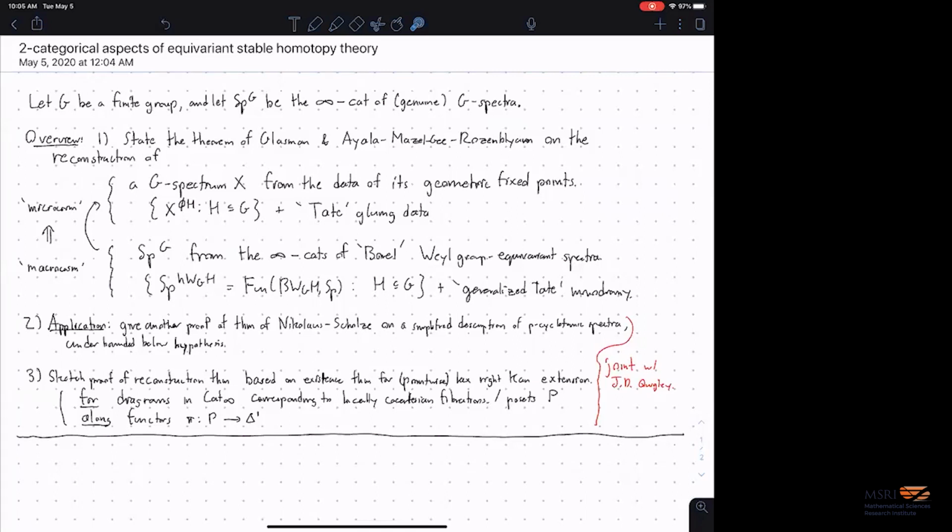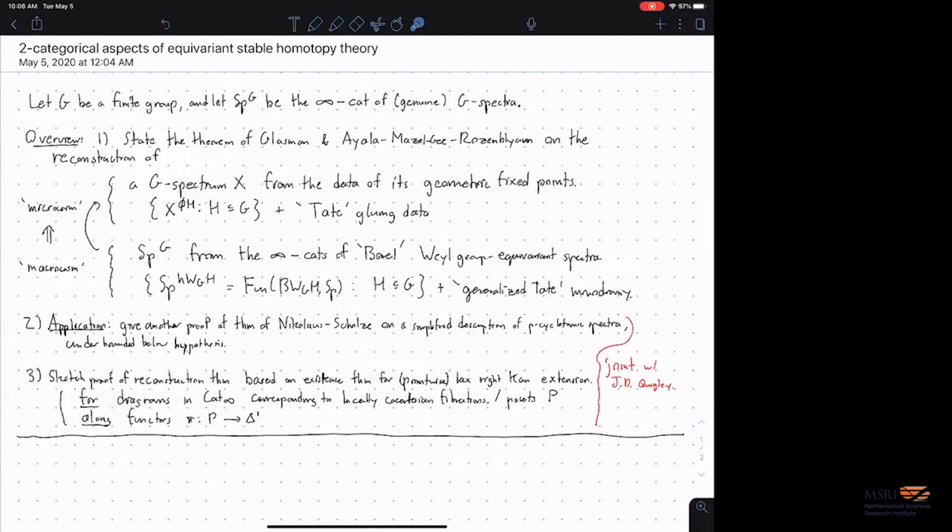Finally, I'd like to sketch a proof of the reconstruction theorem, which is a variation of that given by AMGR, the group of authors above. This is a variation because it's really based on a more general result, namely an existence theorem for the pointwise lax right Kan extension. That's for diagrams in Cat infinity, which are indexed by posets corresponding to locally coCartesian fibrations over a poset P, along a functor pi from P to Delta one. So in other words, a sieve cosieve decomposition of P.